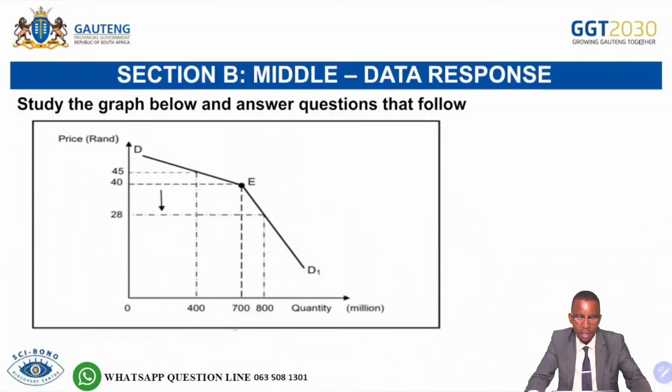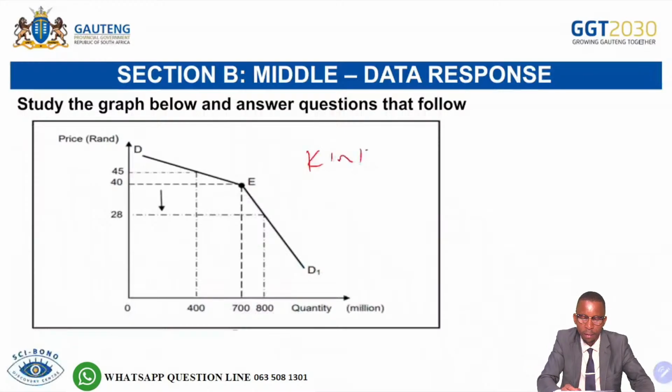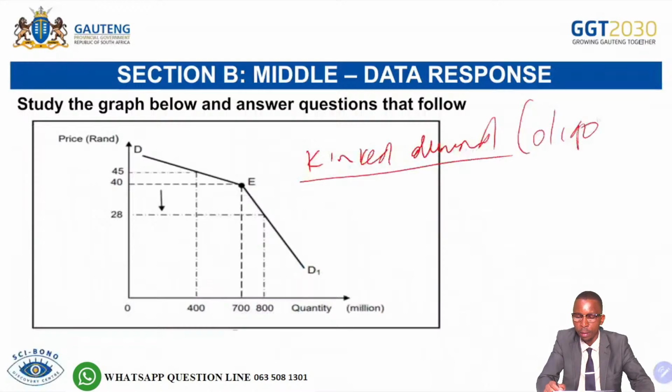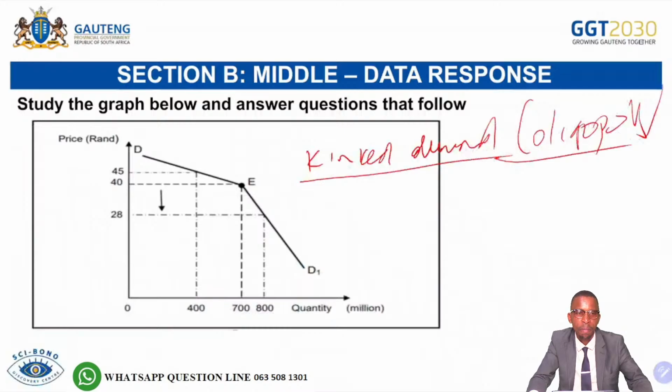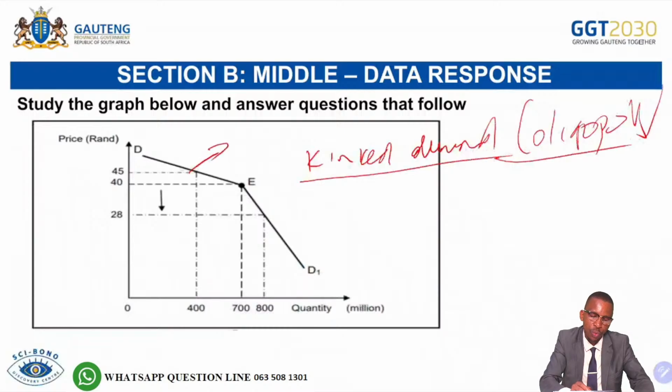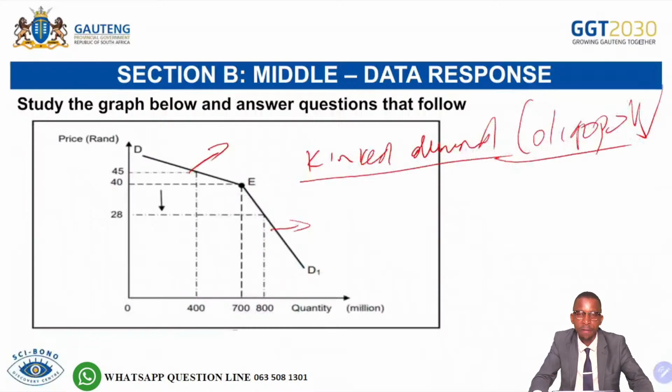We are given again here a data response. Study the graph below and answer the questions that follow. Here we have what we call the kinked demand curve, the kinked demand curve under oligopoly. Remember, the kinked demand curve is a downward sloping demand curve with two segments, namely the top segment and the bottom segment. The top segment is this one. It is relatively elastic, and the bottom one is this one, which is relatively inelastic.